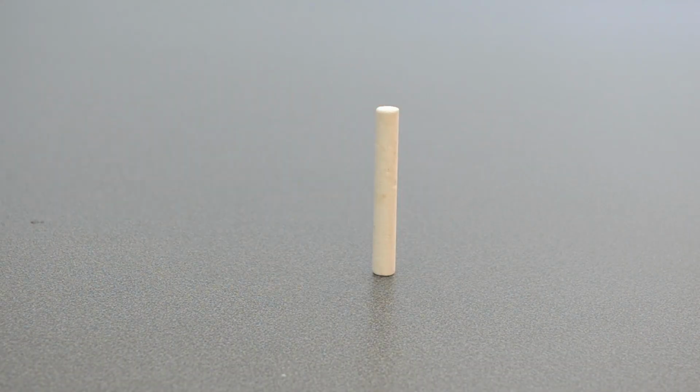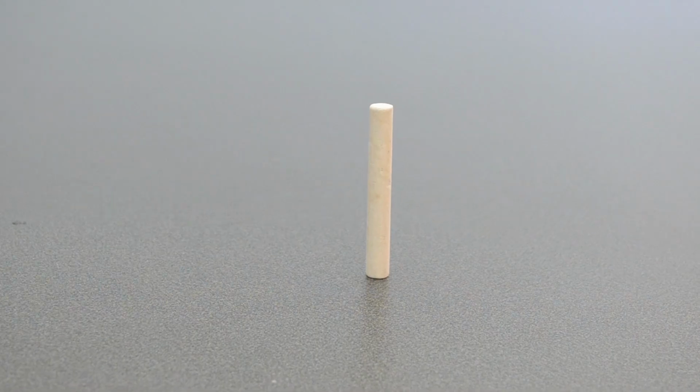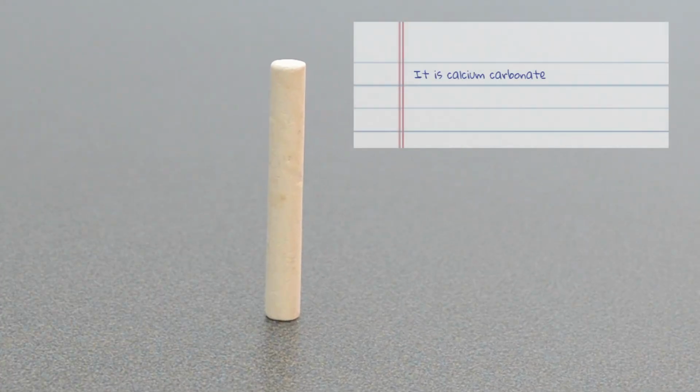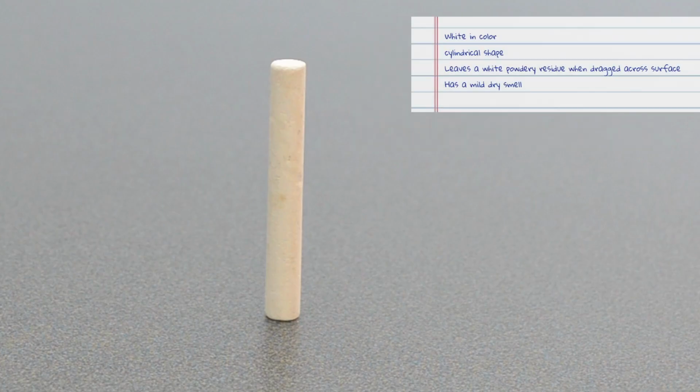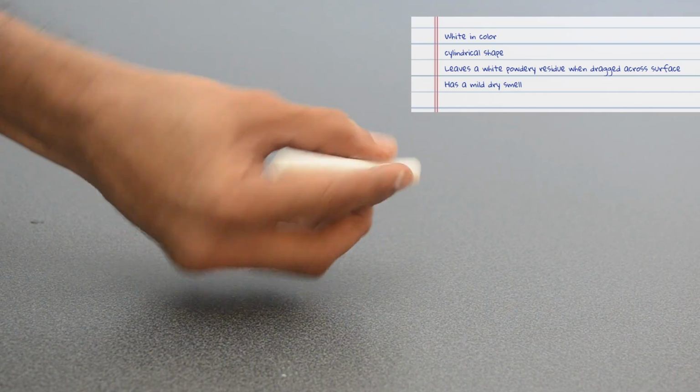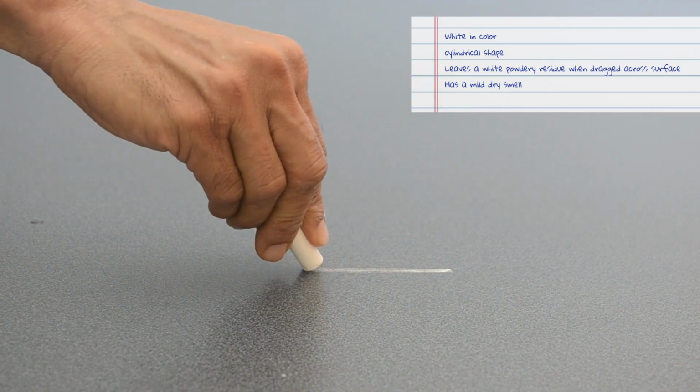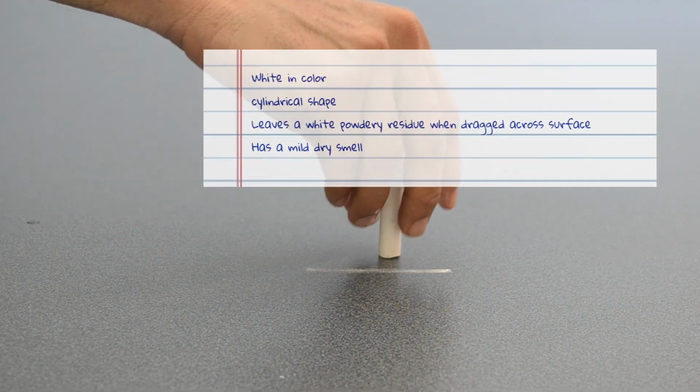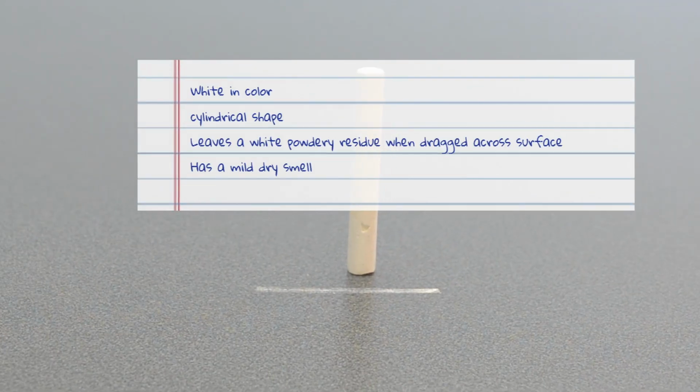Object 2. A piece of chalk. It is calcium carbonate. That is chemistry. That is an inference from a lab test or a textbook, not an observation. White, cylindrical. Leaves a white powdery residue when dragged across a surface. Has a mild, dry smell.